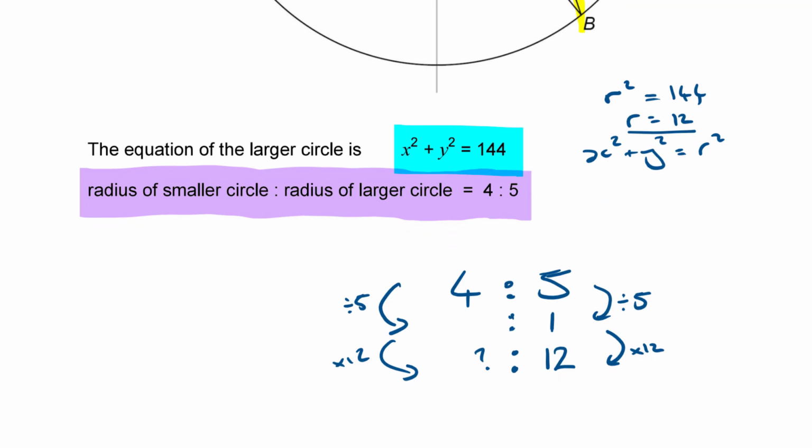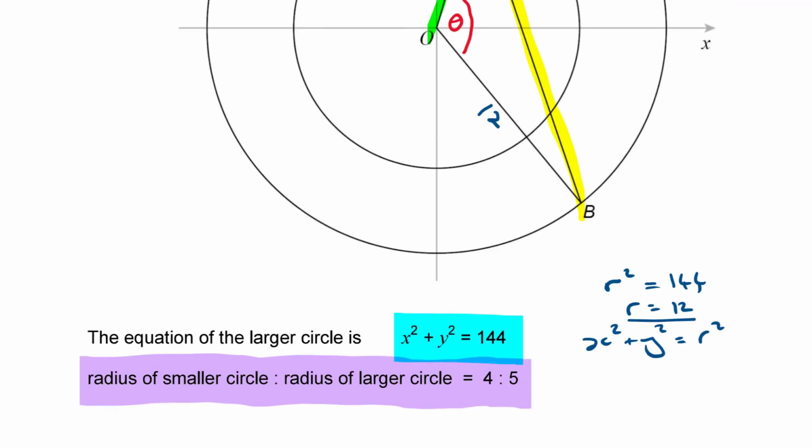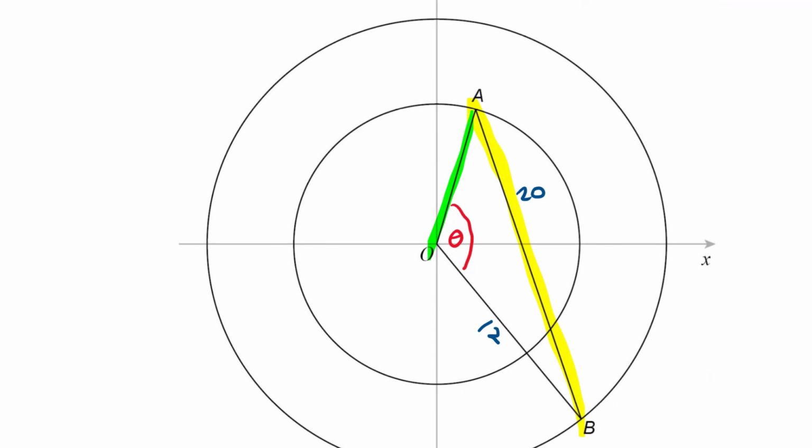So that is going to be 4 divided by 5 times by 12. That's 9.6. So the radius of the smaller circle is 9.6 centimeters. Coming back to my diagram, that's this side here, isn't it? So that's 9.6. Okay, so I've got a non-right-angled triangle. I know all 3 sides and I want to find the angle.